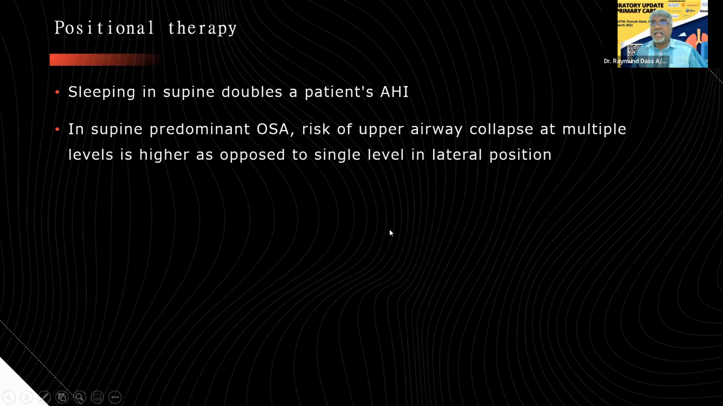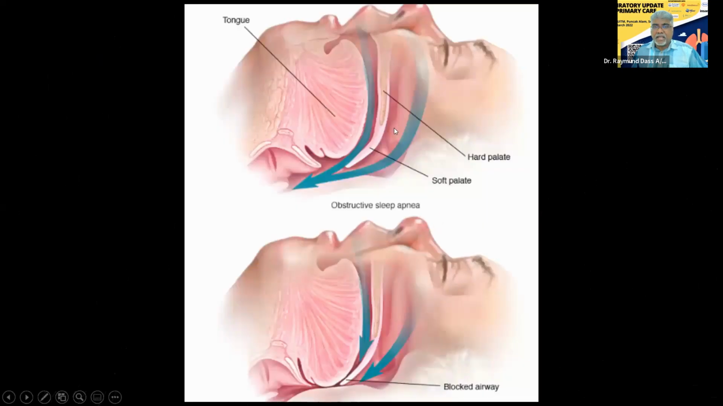So we understand that the level of obstruction is not at a single area, but at multiple areas. I'm sure you're familiar with this cartoon. Dr. Nurul pointed out how the obstruction takes place. There are multiple levels here, here, or even further down here. So, multiple levels of obstruction.